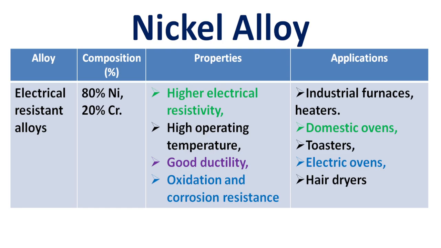So the next one is electrical resistance alloy. Its composition is 80% nickel and 20% chromium. It is a high electrical resistivity material, with high operating temperature, good ductility, and oxidation and corrosion resistance. It is mainly used for industrial furnaces and heaters, domestic ovens, toasters, electrical ovens and hair dryers.